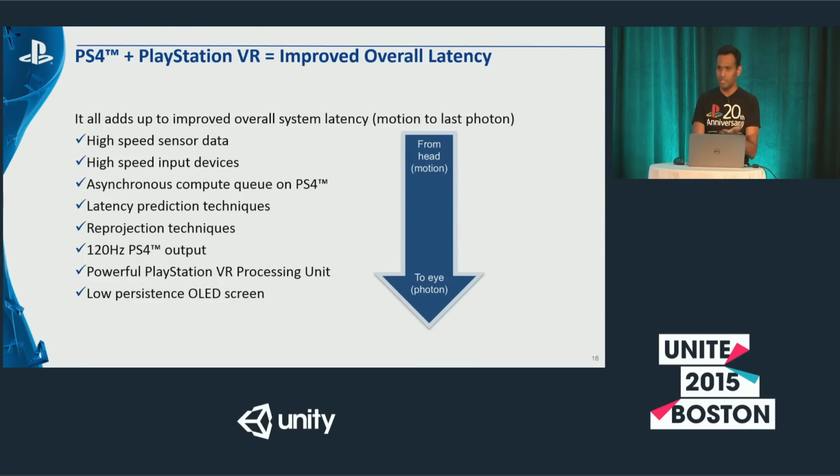And then we have the reprojection techniques supported by the system that help further reduce the apparent latency alongside the 120 hertz PS4 output. And also, PlayStation VR comes with an external processing unit, or what we call the PU. That is a companion of the PS4 and does a lot of heavy lifting for the VR itself. We've made it much more powerful and are improving as we go towards the launch. So that should definitely lower the overall latency as well. And finally, a low persistence OLED screen should help minimize screen effects like blurs, smears, and whatnot.